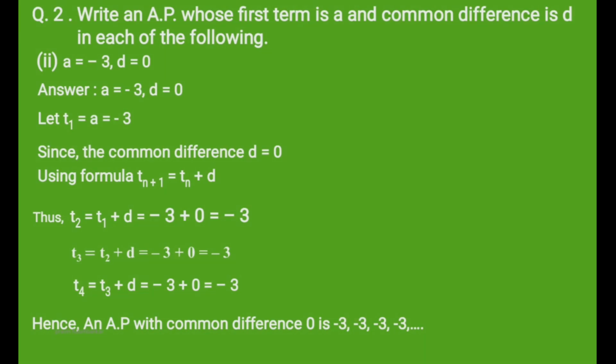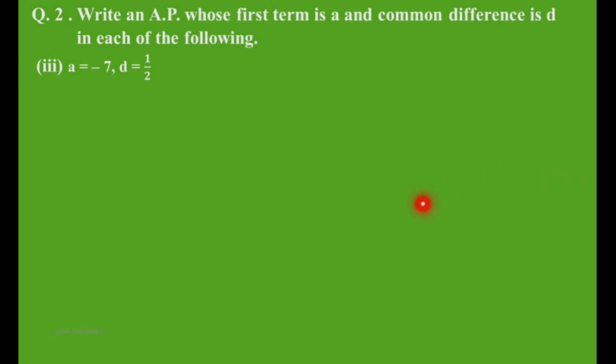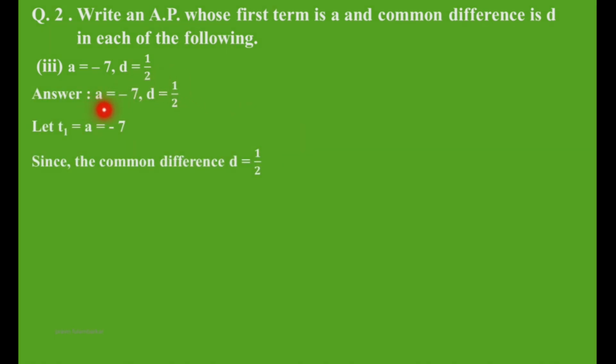Now see next sub question, question number 3rd. In sub question 3rd, A equals to minus 7, D equals to 1 by 2. So again we write the given part first in solution. So write in answer A equals to minus 7, D equals to 1 by 2. So let T1 equals to A equals to minus 7 and common difference D equals to 1 by 2. So we use the formula Tn plus 1 equals to Tn plus d.